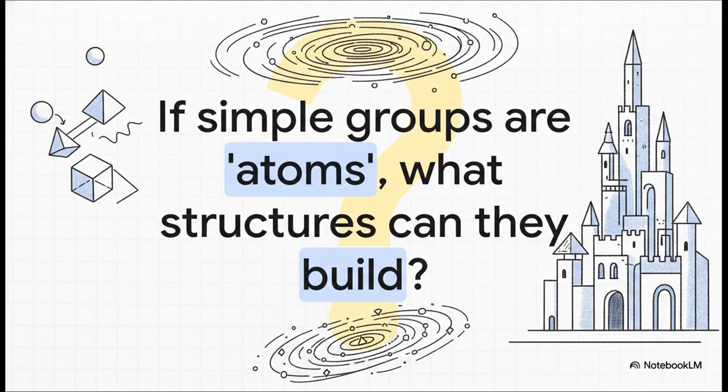So we'll leave you with this to chew on. If these simple groups are like a periodic table for mathematics, what kind of incredible, complex, and beautiful structures can you build with them? It turns out, finding and classifying all of them was one of the single largest collaborative projects in the history of math. And it all starts right here, with this simple idea of a group that just can't be broken down any further.